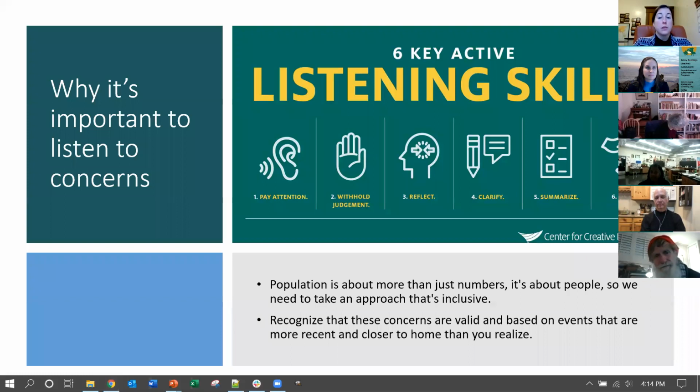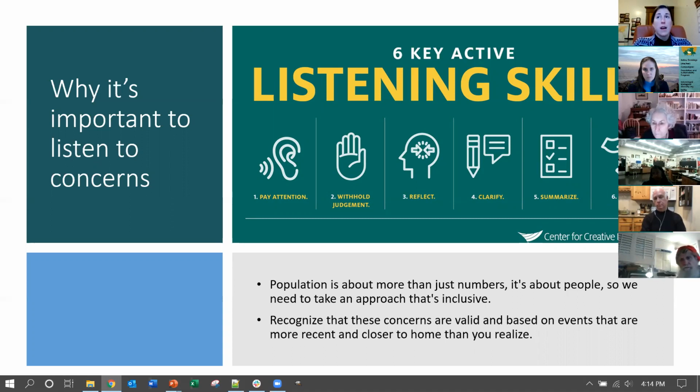It's important to listen to these concerns and really look at why people are taking issue and potentially do not want to discuss population. So it is about more than just numbers, it's about people. And we need to think about that when we're having these conversations as well, to be more inclusive. And we need to recognize that these concerns are valid and based on events that are more recent and closer to home than most of us realize.